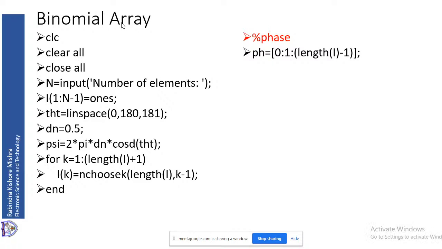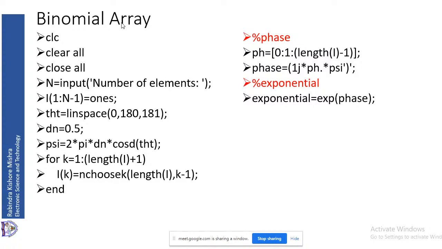The percentage sign means it is a comment line, so that will not be evaluated by the computer. Then phi, which is the fetch, goes from 0 to 1, divided by length L minus 1. Length L is n minus 1, with points between 0 to 1. Now find out the phase. It is j phi into psi, that we know. Then go for the exponential. The exponential is the exponential of the phase, that I write.